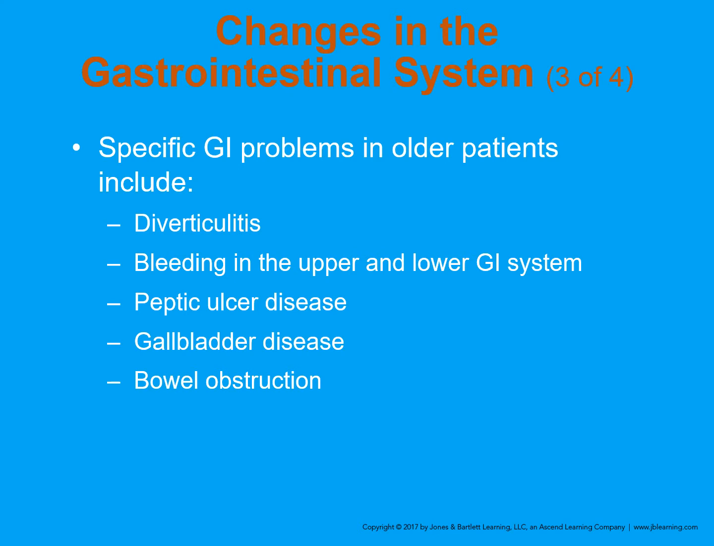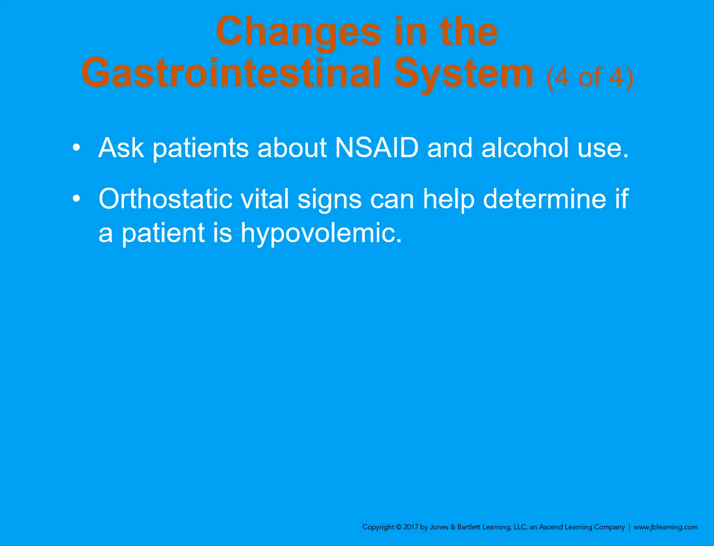Bowel obstructions, again, they're a big issue. We could generally tell if something's truly obstructed by putting our stethoscope on their abdomen and listening for borborygmi or bowel sounds. With the GI system, ask patients about NSAID use and alcohol use. Orthostatic vital signs could help determine if a patient is hypovolemic, meaning not enough blood volume, not enough fluids in their system.